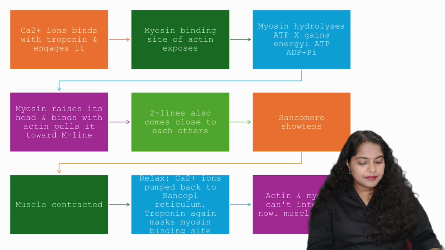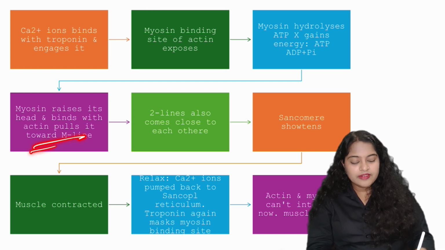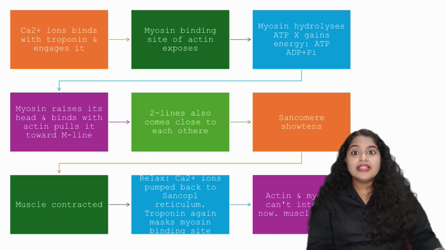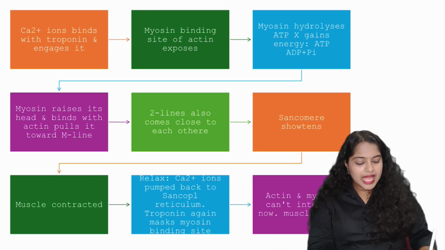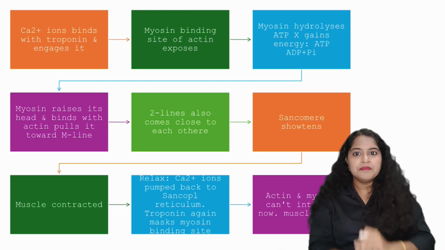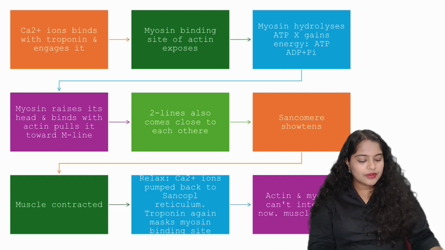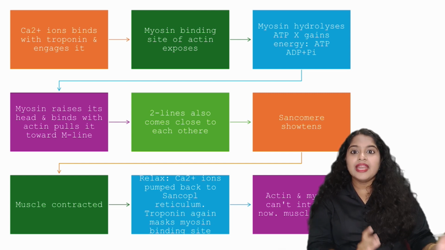and inorganic phosphate. And with this energy, the myosin head will bind to the actin. And these actins are pulled towards the center. Then the two Z lines come closer to each other and this leads to the shortening of the sarcomere. And this is called muscle contraction. Then what will happen at the time of relaxation? Calcium ions are pumped back into the sarcoplasmic reticulum and the myosin binding sites are again masked. Then actin and myosin cannot interact now.